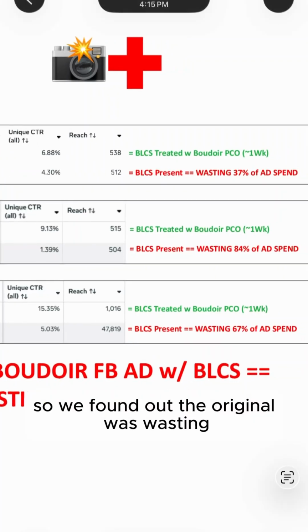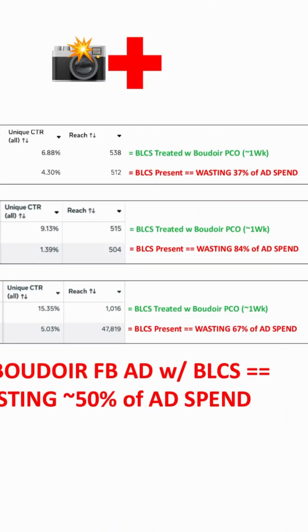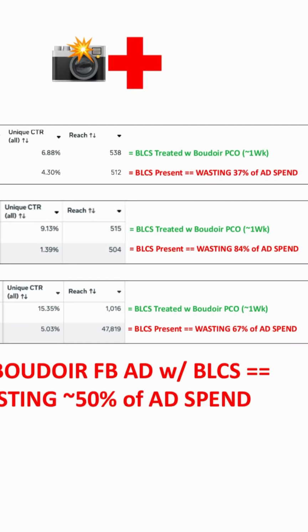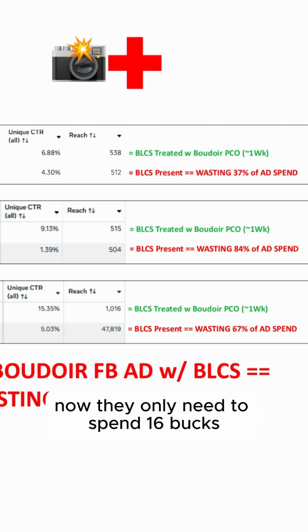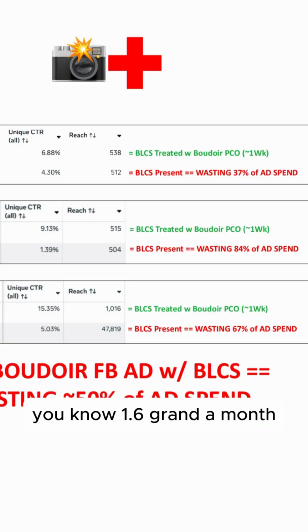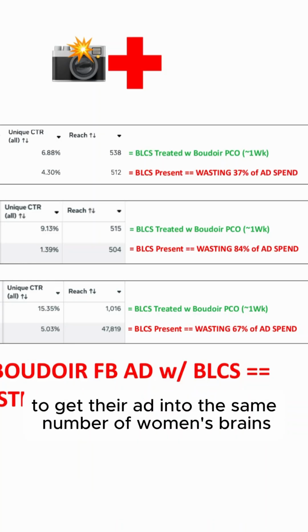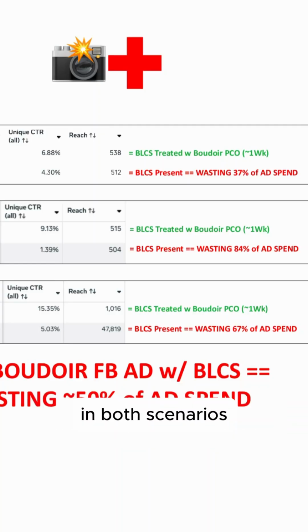So we found out the original was wasting 84% of its ad spend. So they're spending 10 grand a month on the original Boudoir Facebook ad. Now they only need to spend $1,600, 1.6 grand a month, on the Boudoir Pico treated Facebook ad to get their ad into the same number of women's brains in both scenarios. So as a result, we're eliminating $8,400 a month in wasted Boudoir Facebook ad spend.